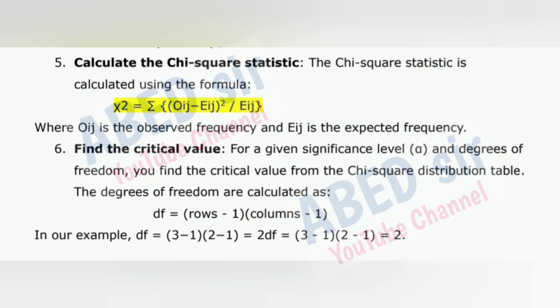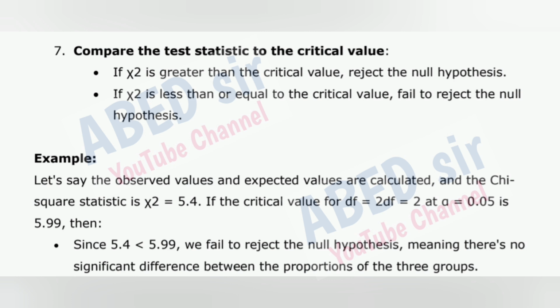6. Find the critical value. For a given significance level, alpha, and degrees of freedom, you find the critical value from the chi-square distribution table. The degrees of freedom are calculated as follows. In our example, df is equal to 2. 7. Compare the test statistic to the critical value. If chi2 is greater than the critical value, reject the null hypothesis. If chi2 is less than or equal to the critical value, fail to reject the null hypothesis.